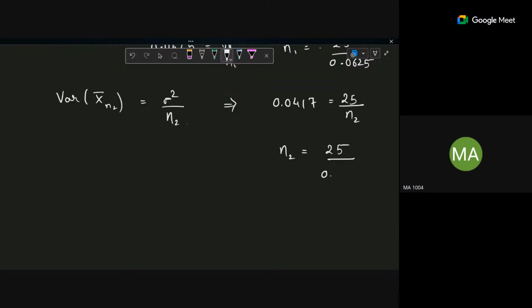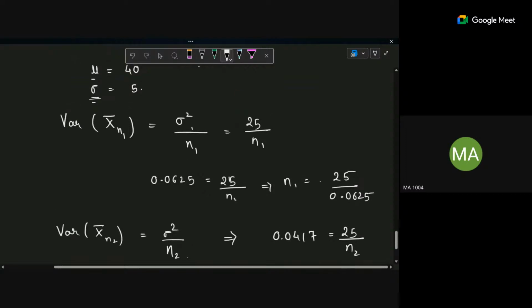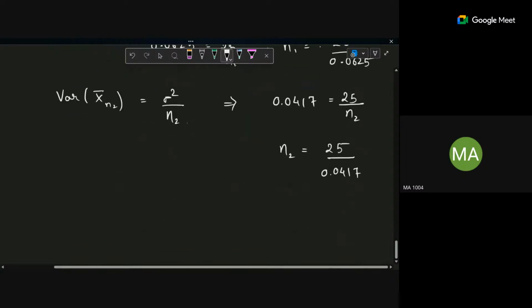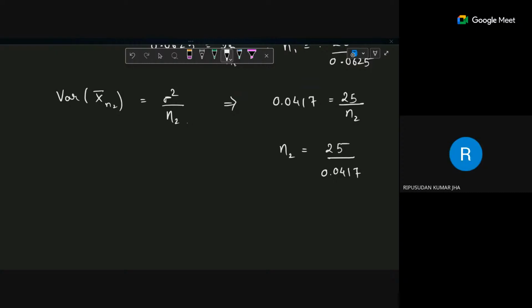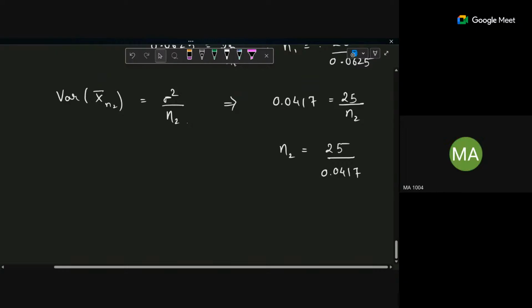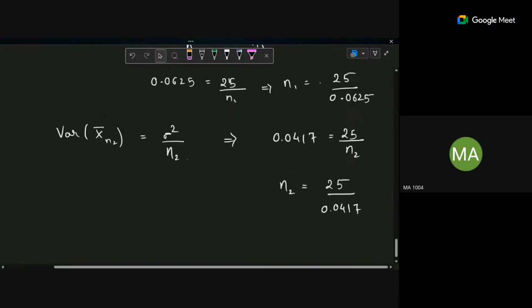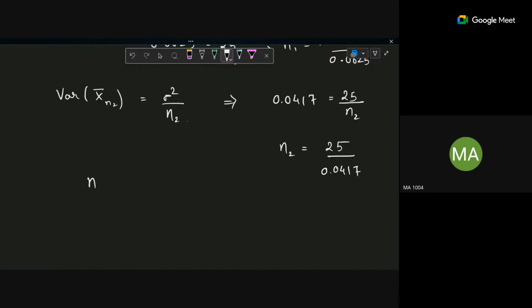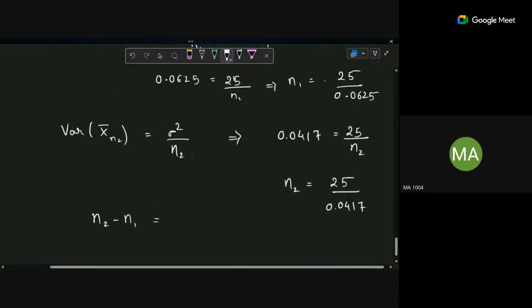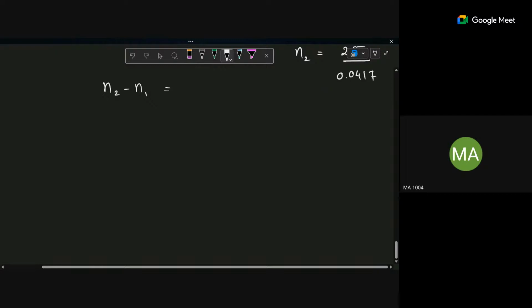So here we used the sample mean formulas to solve this kind of question. That was the only logic. Ma'am, n1 will be 400 and n2 will be 600, so 600 minus 400, we got 200. Yes. I'm leaving this calculation part; you just have to put these values here and compute n2 minus n1.